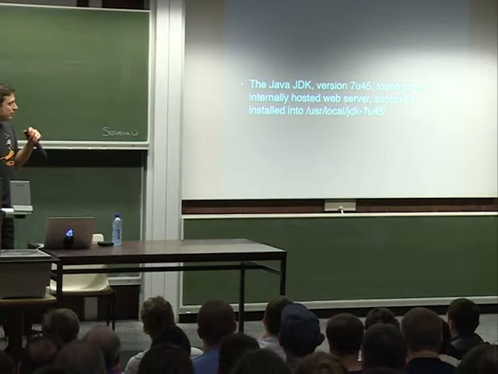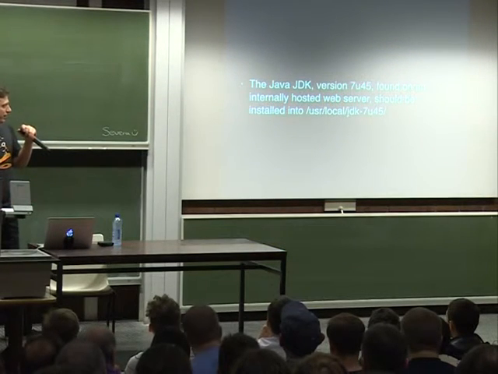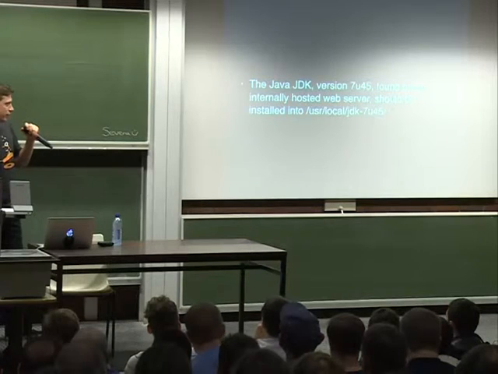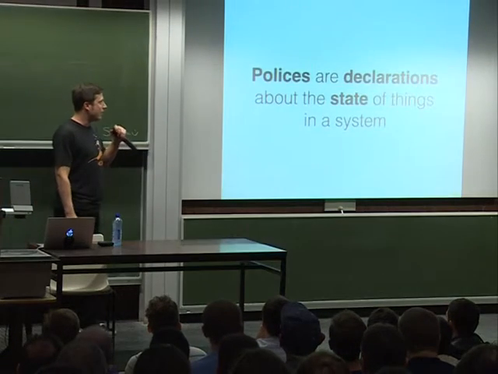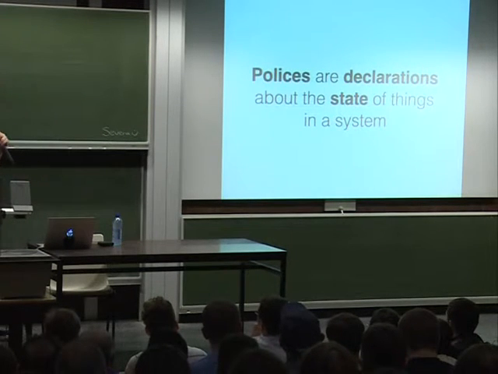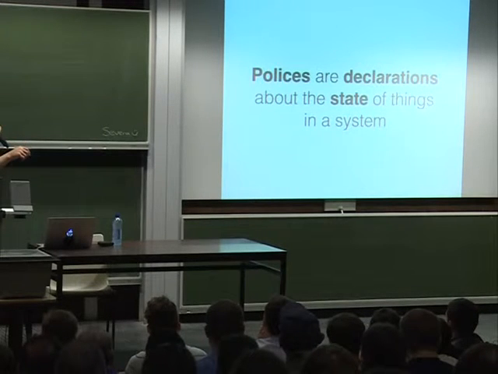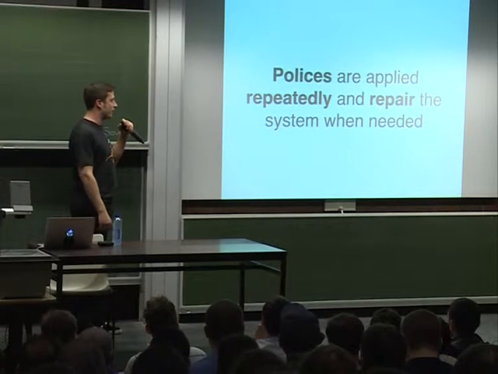Sometimes it's not as easily translatable as this. You get a little more hand-wavy when you start talking to your Java devs, like, we need this JDK installed on this web server. But at the end of the day, it's policies. And the important thing here is policies are declarations about the state of things on the system. Right? So vocabulary word: declaration. State. Policies are applied repeatedly and repair the system when needed.